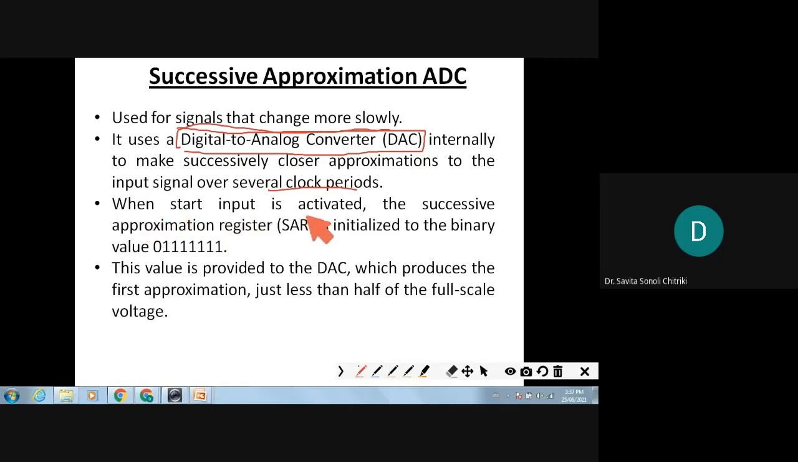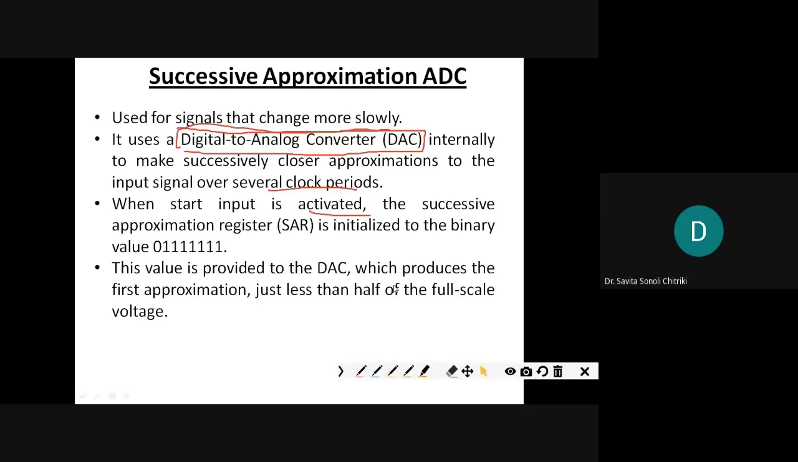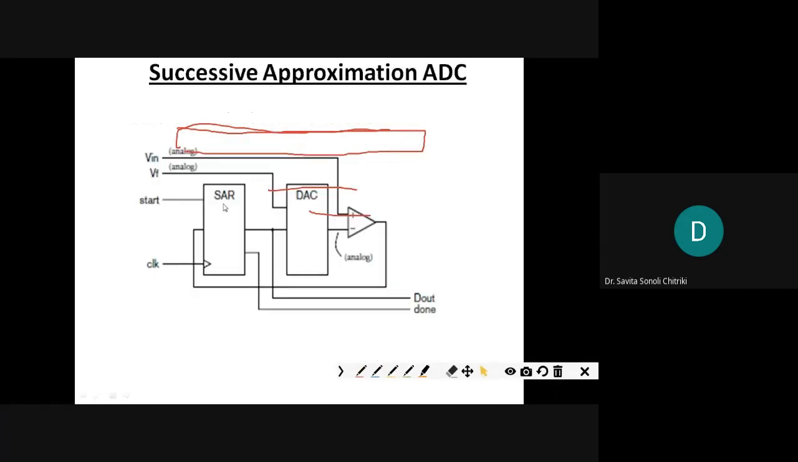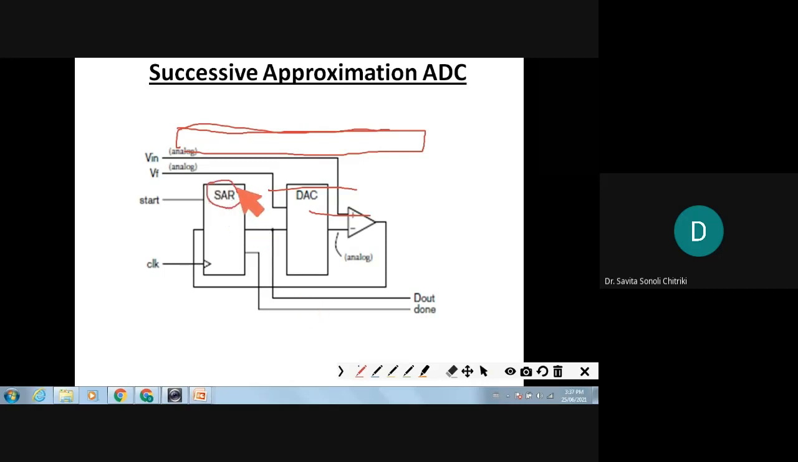When the start input is activated, the successive approximation register, SAR, see there. For the SAR, what signals are going there? Start and clock. V in is the analog signal, and this reference signal is connected to the comparator, then the feedback analog signal comes through the DAC. Finally you have D out and the done bit.